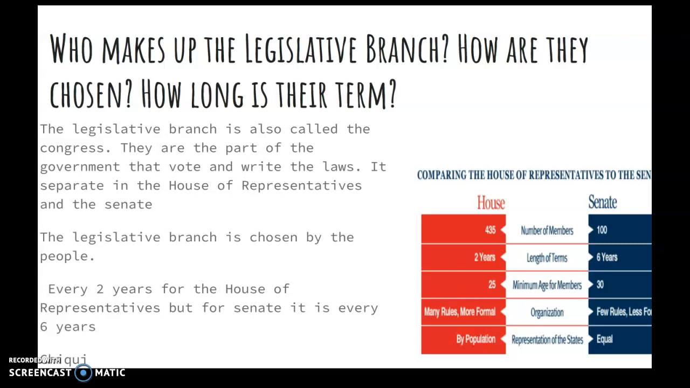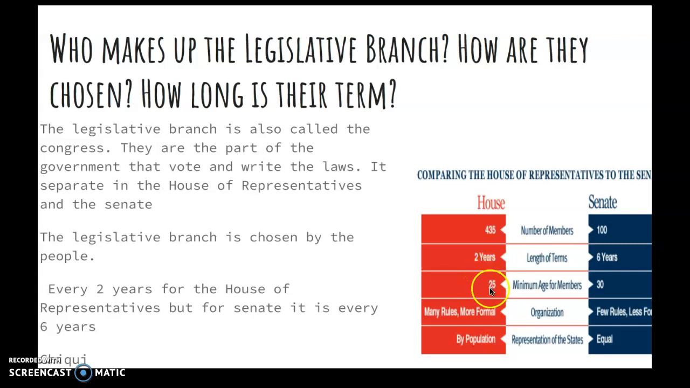To be a member of the legislative branch, you are elected into that position. We as voters in the state of Wisconsin elect our representatives, and we elect our senators. For the House of Representatives, they are up for election every 2 years, and for the Senate, every 6 years. This graphic gives you some more information as well: 435 members of the House, 100 members of the Senate, and 2 years is the length of the term. They can run for re-election as many times as they want.